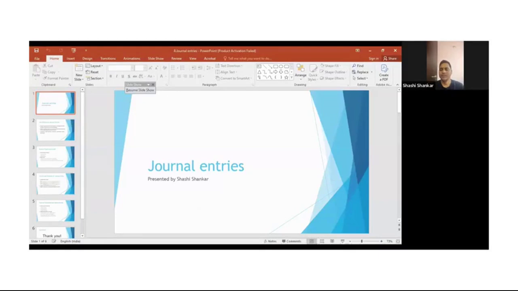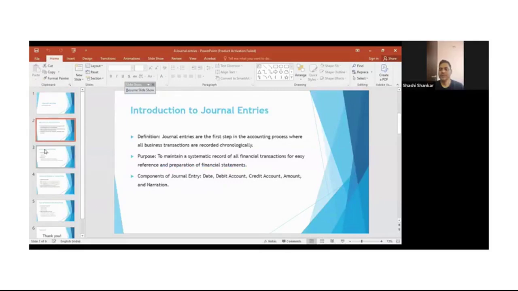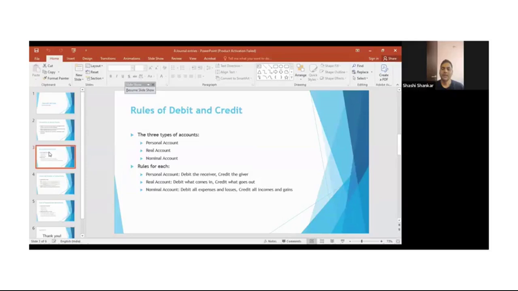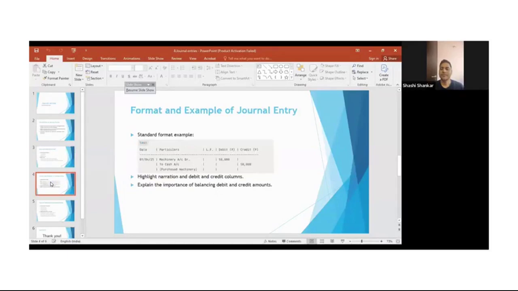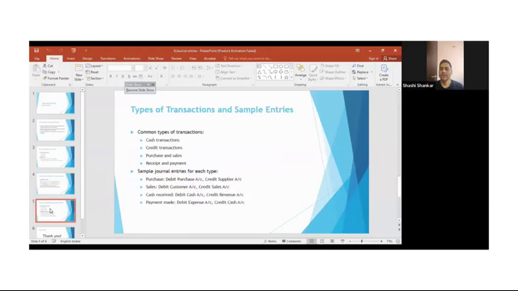Okay, I'll walk us through three segments, especially if you're talking about general entries. The first one is the introduction: what is general entries? Next, I'll cover the rules of debit and credit. Post that, I'll explain what the format of general entries is. And in the last, some types of transactions and their sample entries, how the entry is done in general.